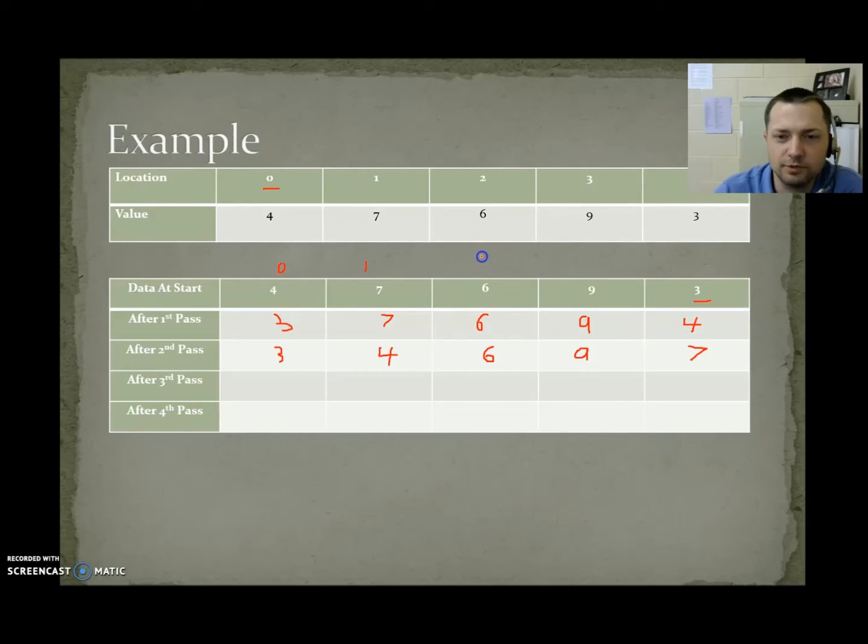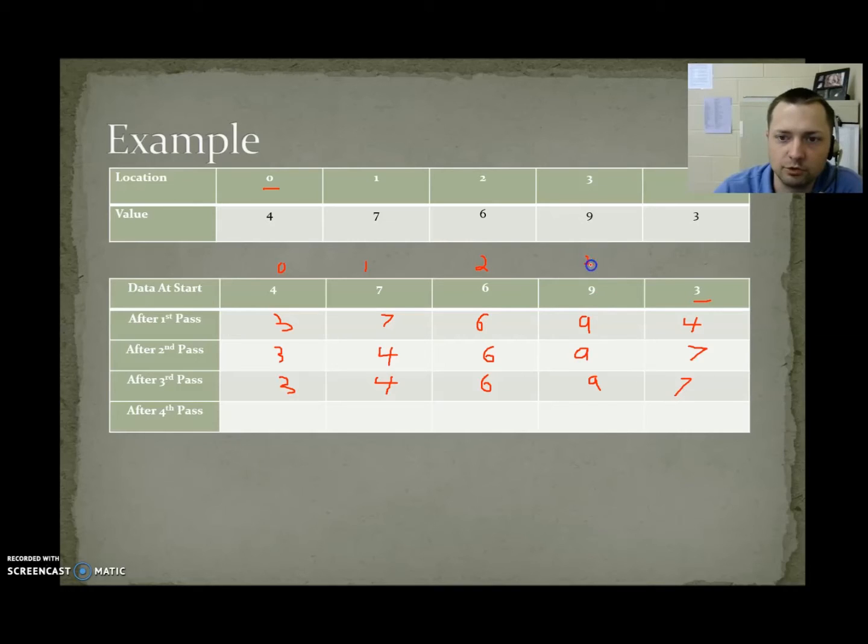On the next pass, we're fixing location 2. The smallest value is 6. It swaps with itself. So after the third pass, nothing has changed because location 2 swaps with location 2.